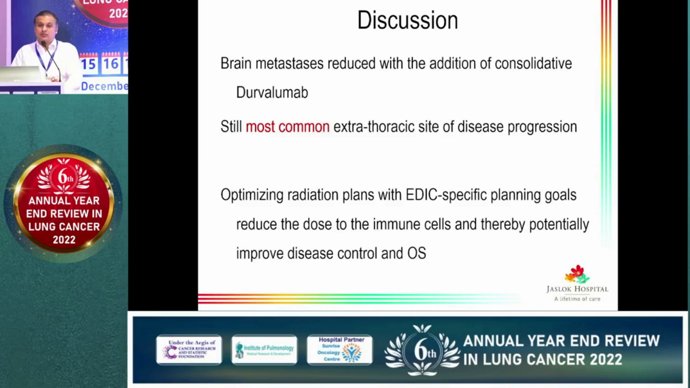This trial also gives a new OAR for the radiation oncologist, in which we try to estimate the dose to the immune cells as the EDIC and try to optimize based on the EDIC to reduce it to less than 6 gray, which is associated with better survival outcomes.